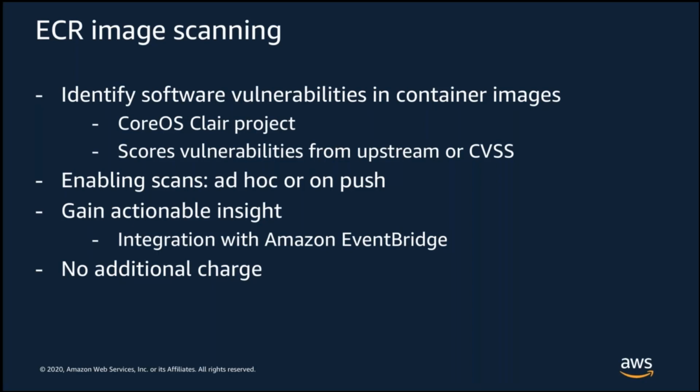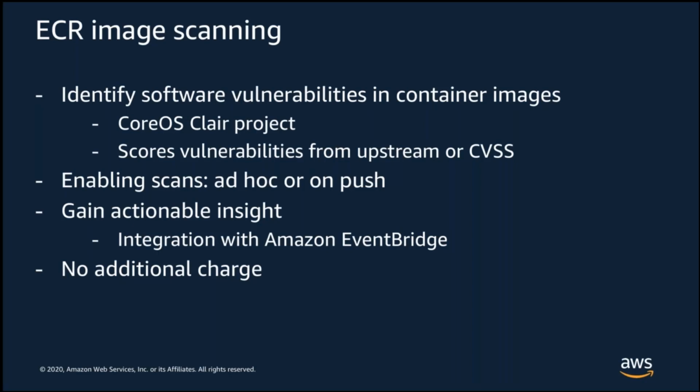Amazon ECR uses the severity for a CVE from the upstream distribution source if it's available. Otherwise, we use the CVSS score. CVSS is the Common Vulnerability Scoring System, and the CVSS is an open framework for communicating the characteristics and severity of software vulnerabilities.